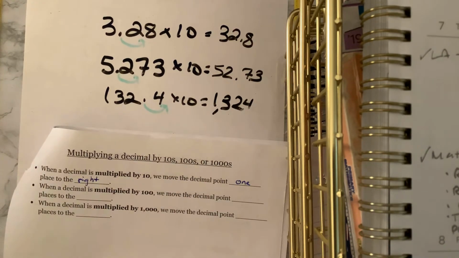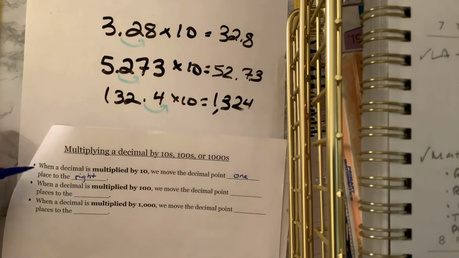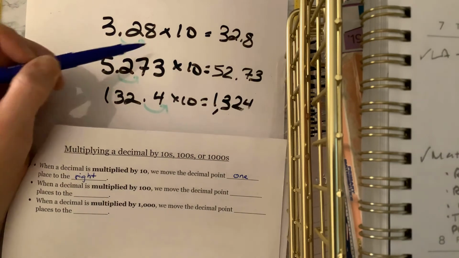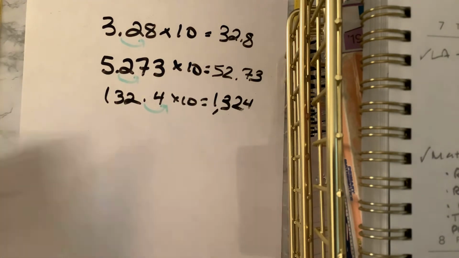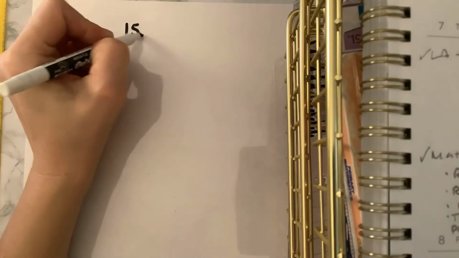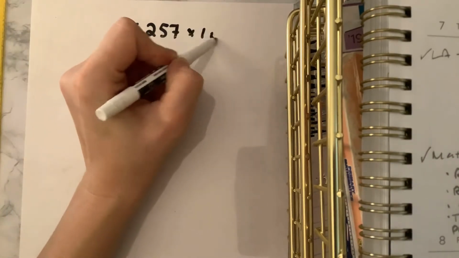Okay, this is our rule: 1 place to the right. So we can apply this as we're going. It really should be able just to move things to the right. You might already be thinking a little bit about hundreds, but let's do a couple and see if we notice a pattern again. So let's try 15 and 257 thousandths times 100.